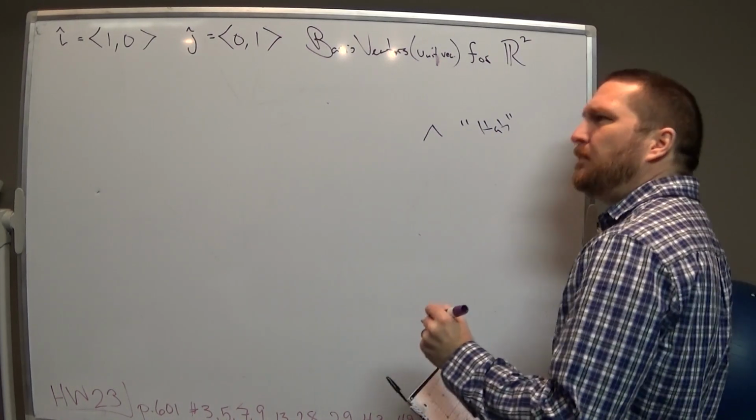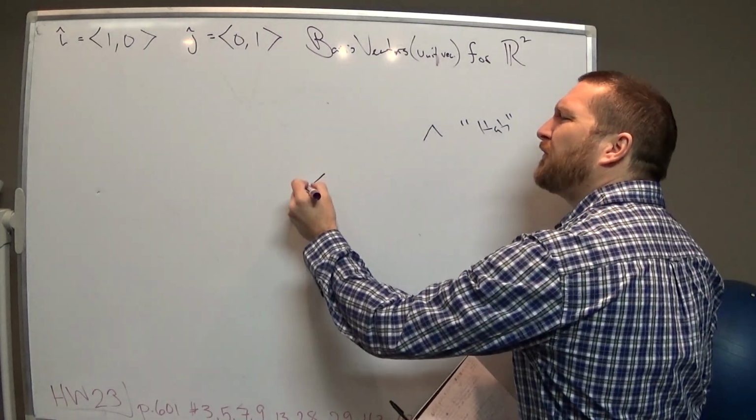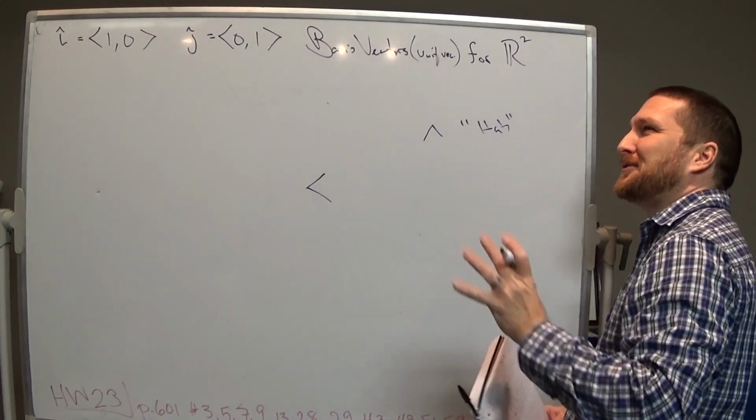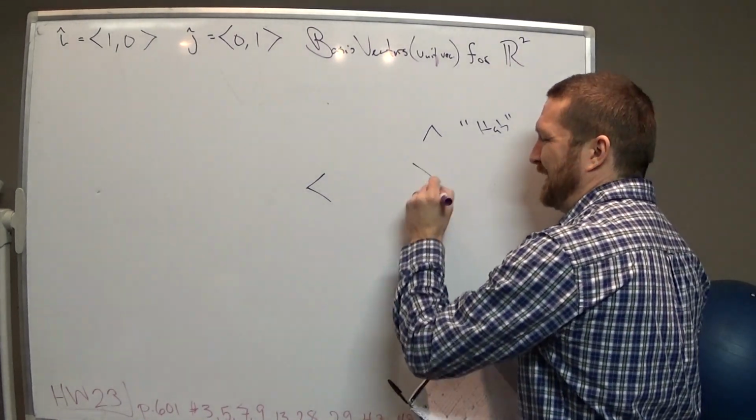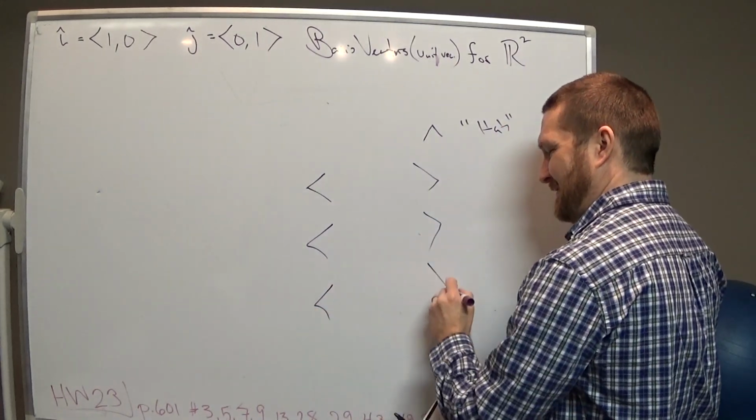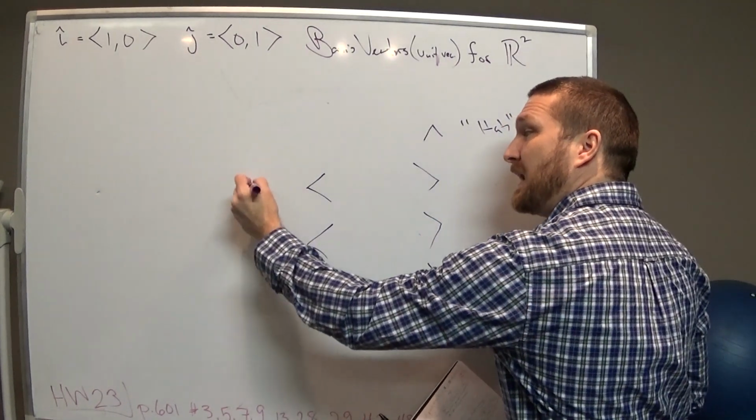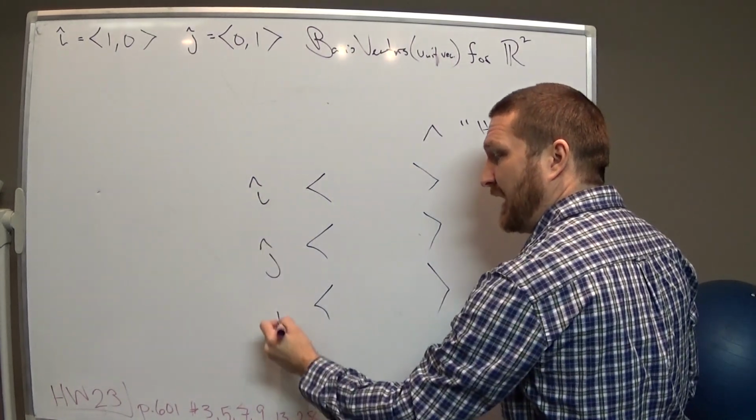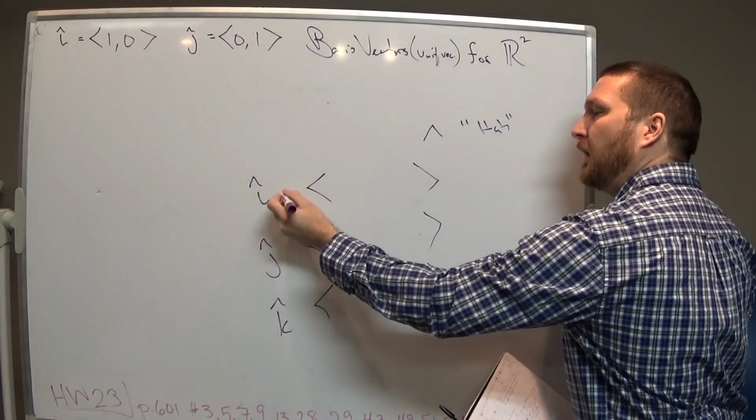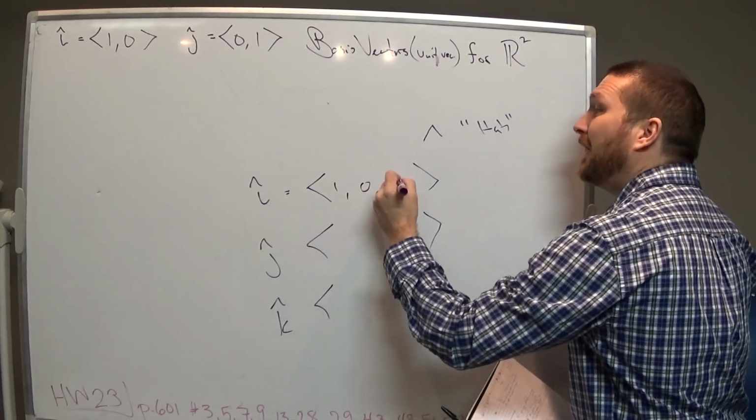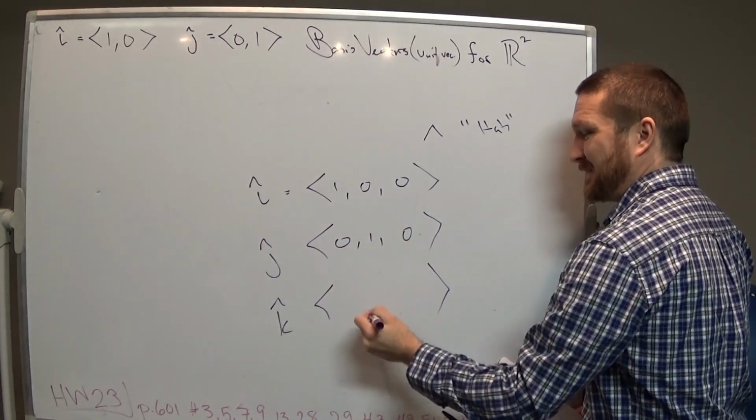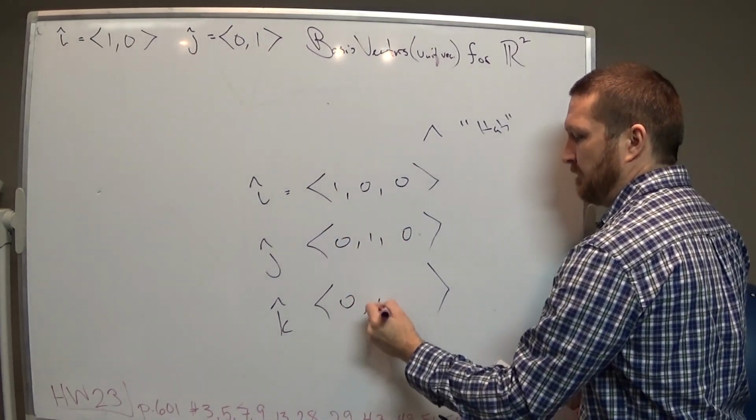What do you think it might be for R3? How many vectors do you think we're going to need for three-dimensional space? Three. And what do you think they might be? k hat? Yes. So it's going to be i hat, j hat, and k hat. What do you think the entries are for i hat? 1, 0, 0. What about this one? 0, 1, 0. There you go. And what's this one? 0, 0, 1. There you go.